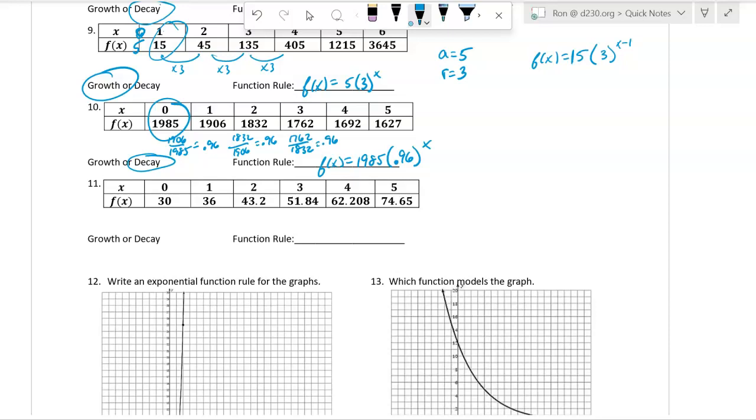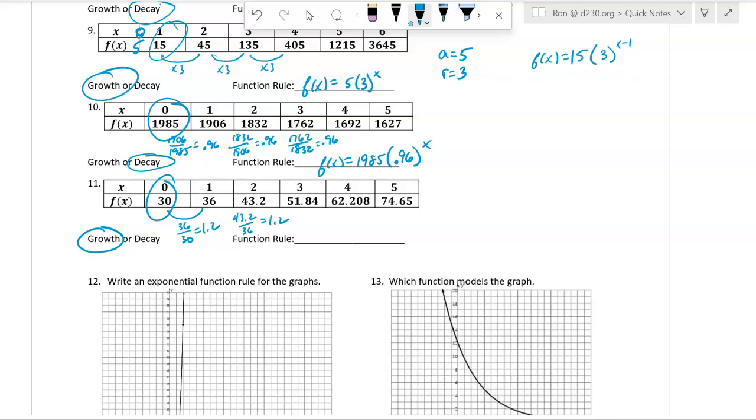All right. Number 11. From 30 to 36, 36 divided by 30, what is that going to give me? 36 divided by 30 is going to give me 1.2, right? Then 43.2 divided by 36 is going to give me 1.2. Since I'm multiplying by a number greater than 1, I know it's growth.